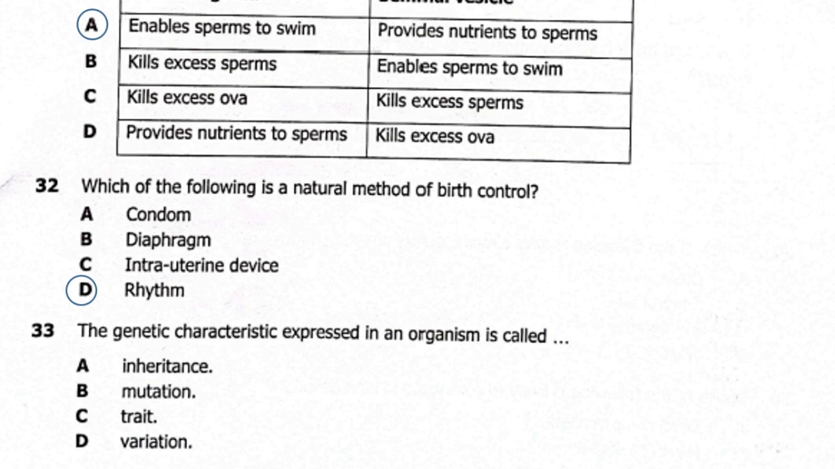Question 33. The genetic characteristic expressed in an organism is called A. Inheritance. B. Mutation. C. Trait. D. Variation. The correct answer here is C. Trait. So a trait is the genetic characteristic which is expressed in an organism.